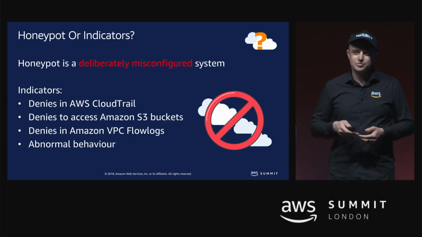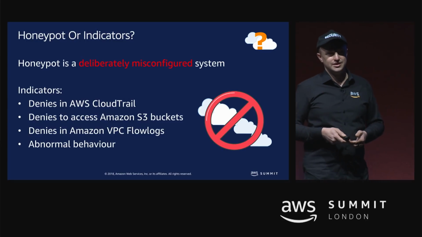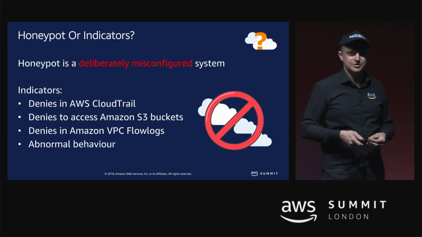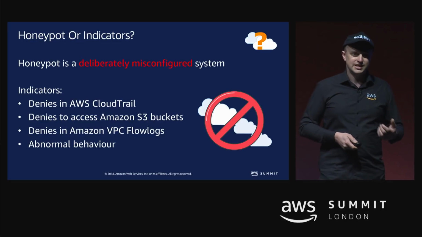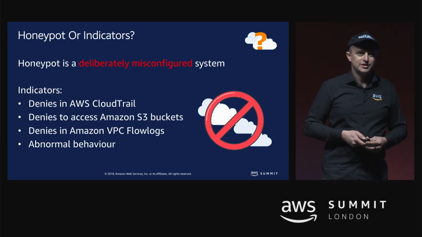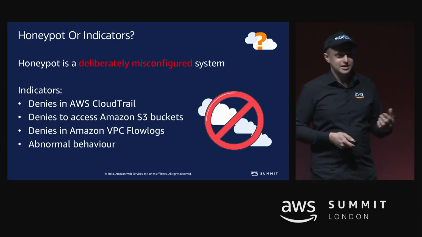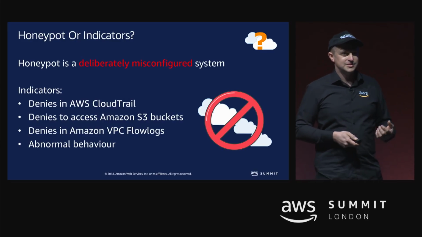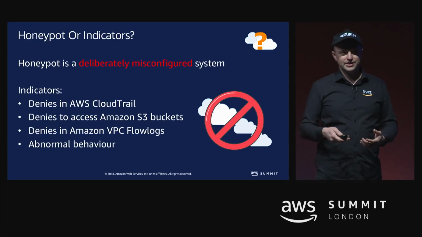And of course, I want to know about abnormal behavior. And GuardDuty, the new AWS service, is going to help me detect that abnormal behavior as well. Is there an existing role or IAM user in my account that is doing something that is not normal for that user?